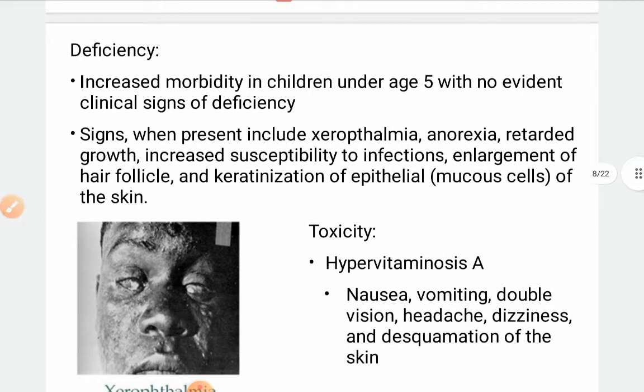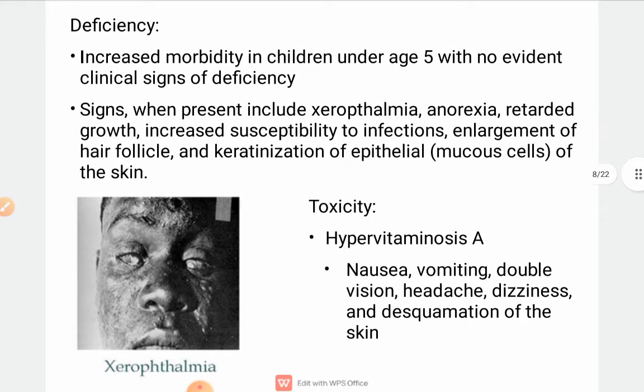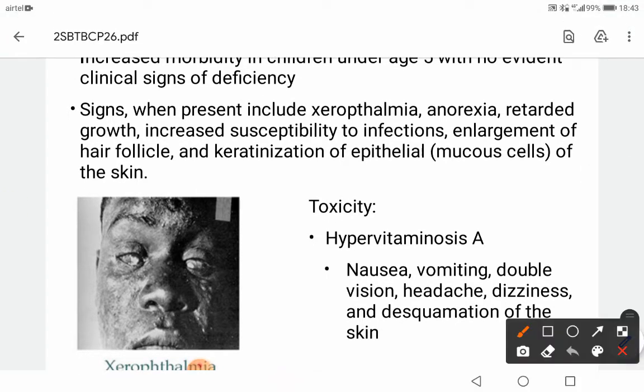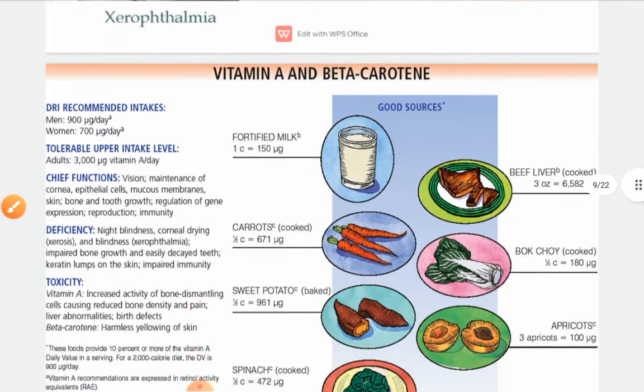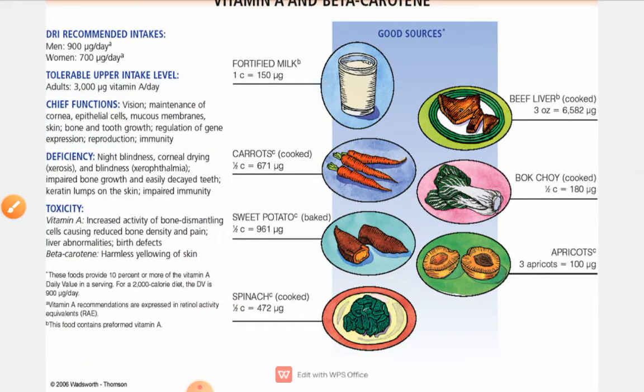Yeah, these are some of the deficiency examples. This is called xerophthalmia, a disease associated with the deficiency of vitamin A, which includes retarded growth, increased susceptibility to infections, enlargement of the hair follicles, and keratinization of the epithelial or mucous cells of the skin. So this is the overall summary of vitamin A and beta carotene.